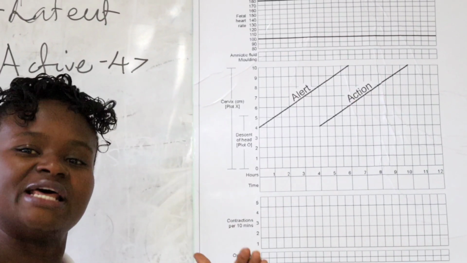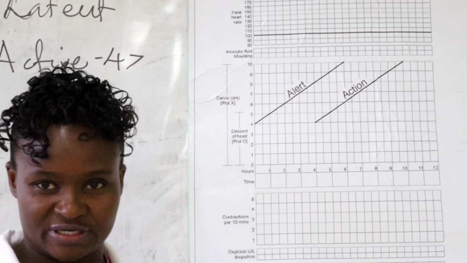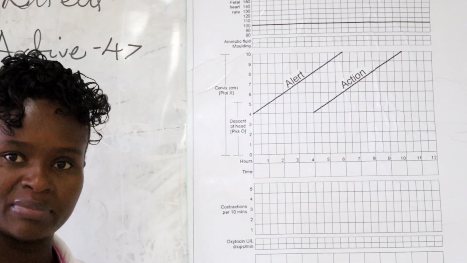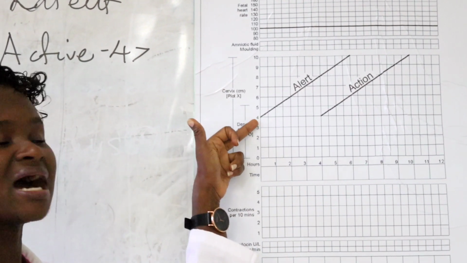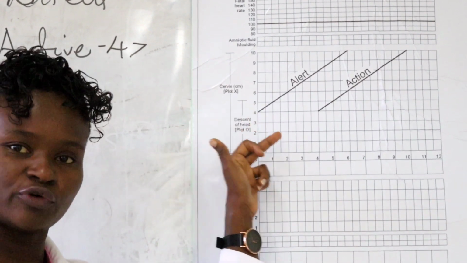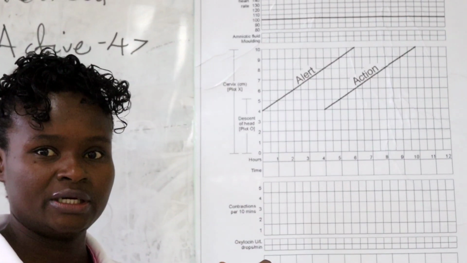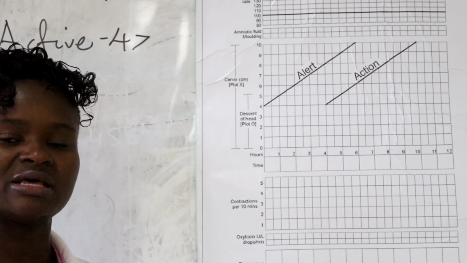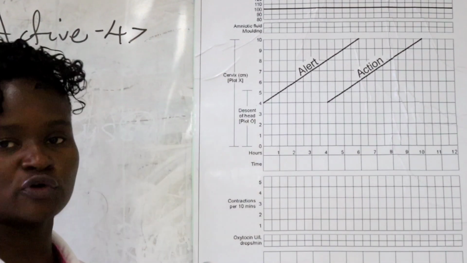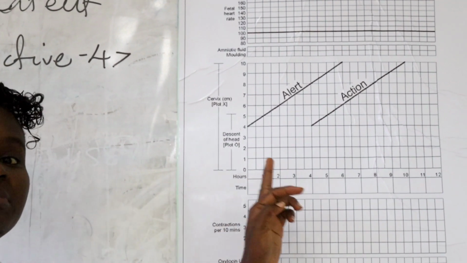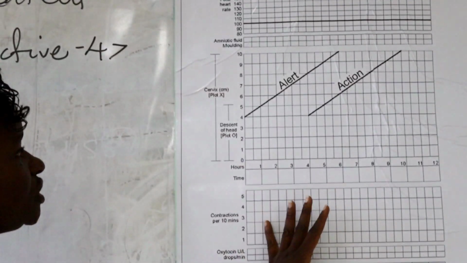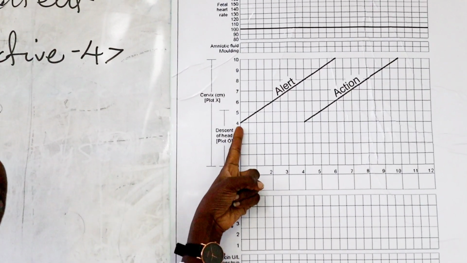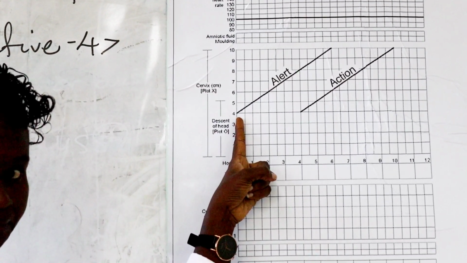Why? We normally have the latent phase and the active phase. When we are monitoring women in labor, we normally start our partogram at the active phase, which is 4 centimeters and above. To minimize interventions that are not necessary, we don't start the partogram below 4 centimeters. And as you can see, the partogram is already organized in such a way that the alert line is starting at the 4 centimeter mark.